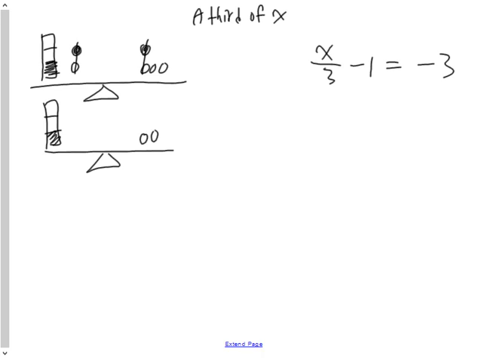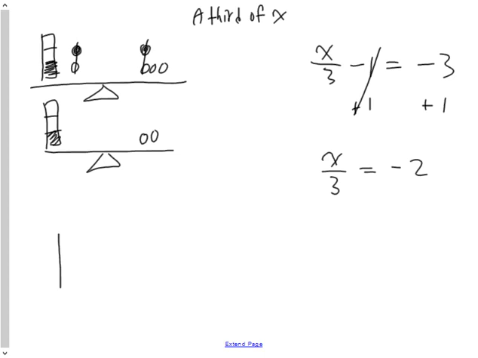Now I'm going to switch over to the other side just for a second to do opposite operation. What I did there was I added 1 to both sides. That's a 0 pair. I'm left with a third of x is equal to negative 2. So at this point, we're at the same spot in both our modeling and in our opposite operation.